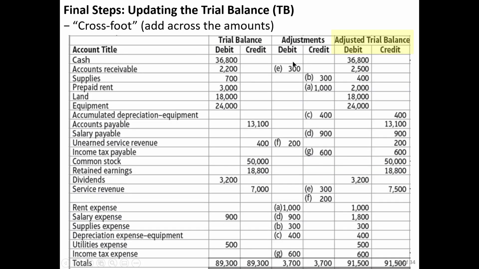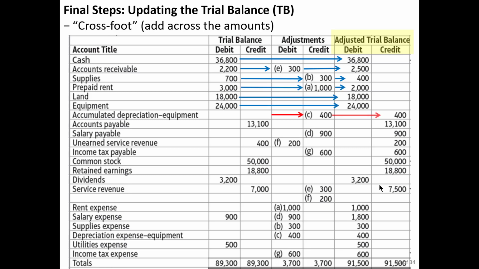Now, as a third step, notice how we have the unadjusted, the adjustments. Now we have the third and final set of columns, the adjusted trial balance. This is the granddaddy of them all. This is what we want to use to help us produce the financial statements. What we're going to do is crossfoot. I know that sounds weird, but that basically means adding across.